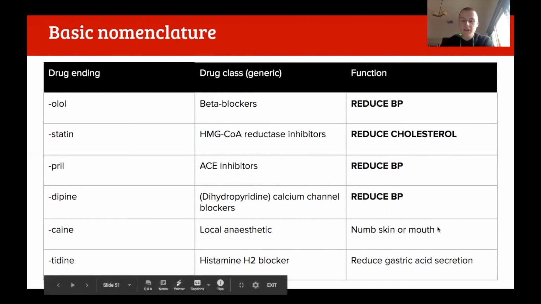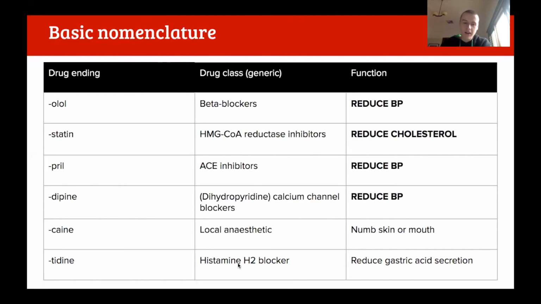Things with a cane ending, so we're thinking lignocaine, and this numbs the skin. It's a topical or local anesthetic, so it numbs the skin or the mouth. And then we've got tadines. So we're talking about histamine H2 blockers here. And what these do is they're good for what we call gastroesophageal reflux. So you take them and then they block histamine receptors in your stomach, and that stops histamine from causing those cells to release hydrochloric acid. So you reduce acid secretion, you can help to combat GORD.